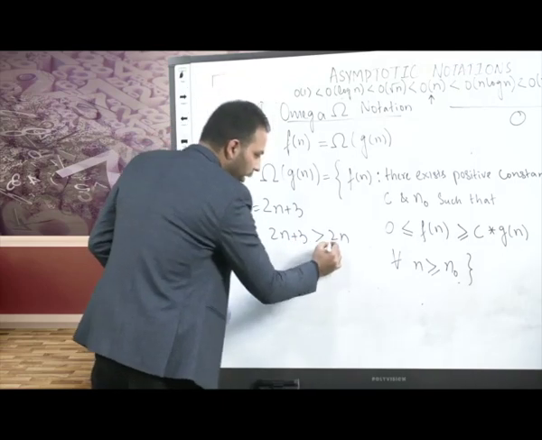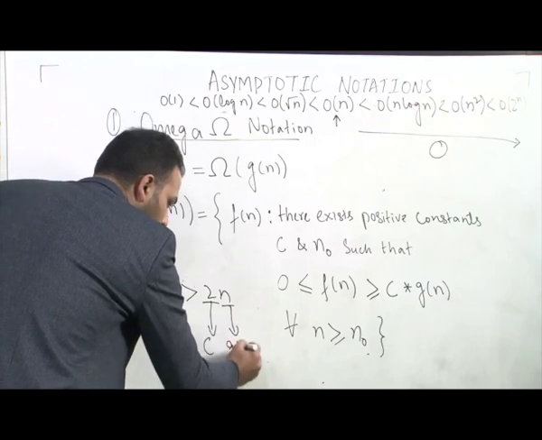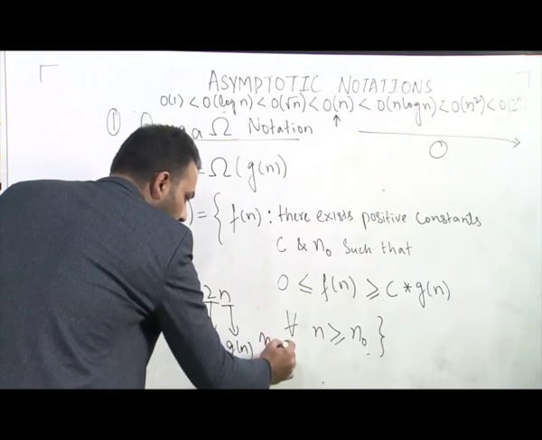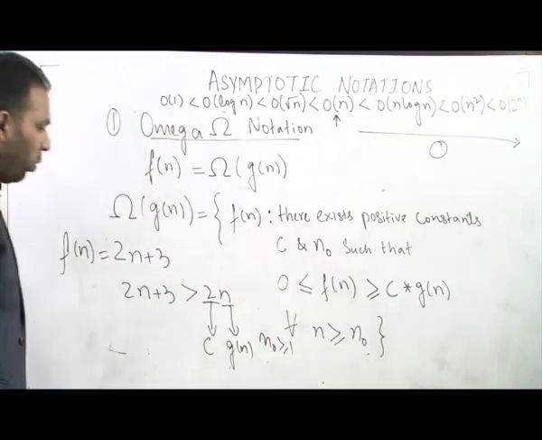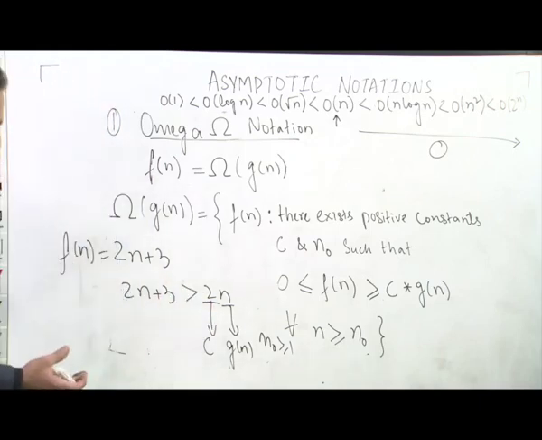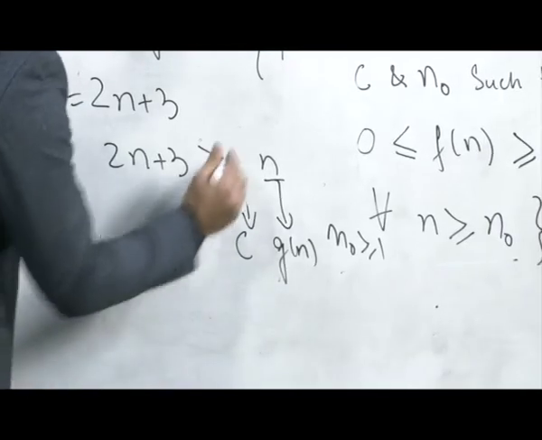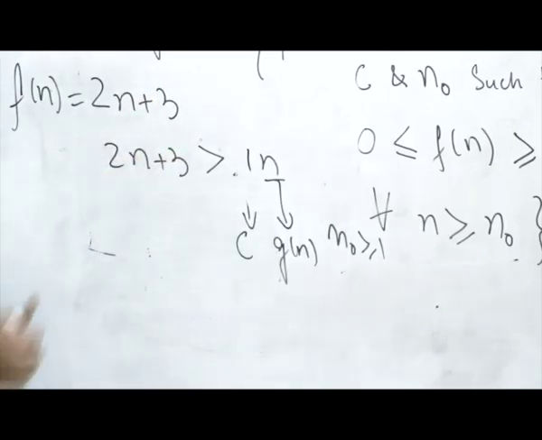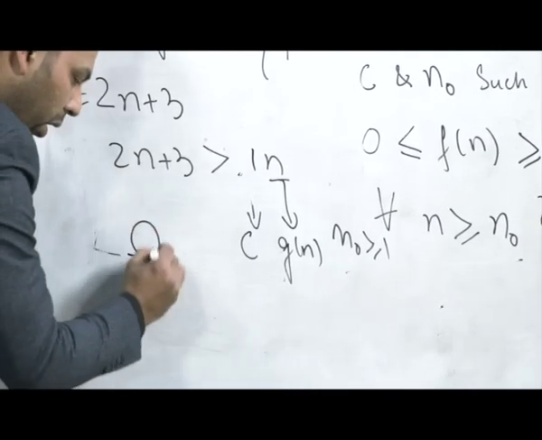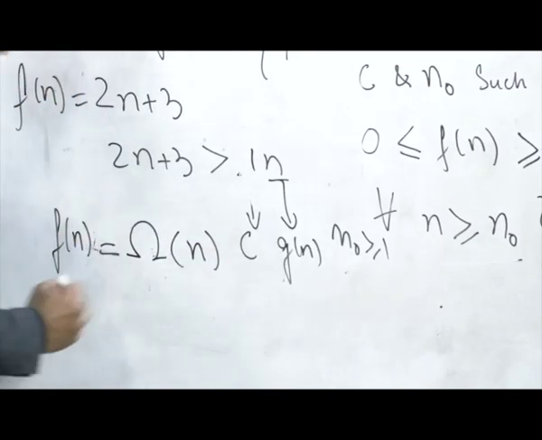The value of n is your g of n, and your n0 is again greater than or equal to 1. Okay? So it's not always necessary that you have to write this c. We can omit this c, we can omit this 2, and then c will be 1. You can simply write 2n plus 3 is greater than n. So here there will be only a change in the notation, that is, f of n is equal to omega of n.